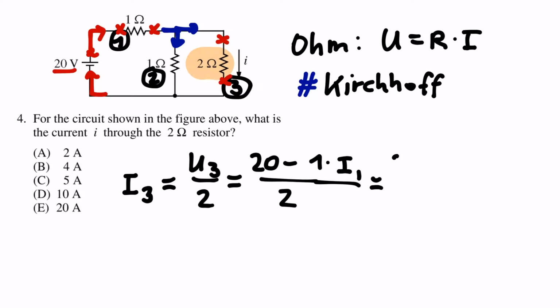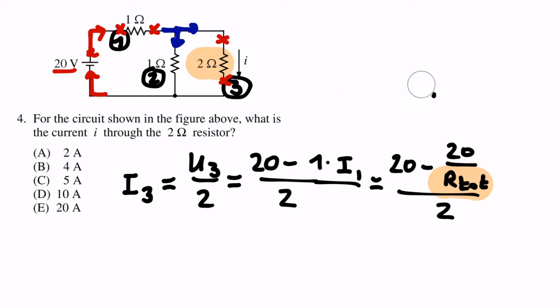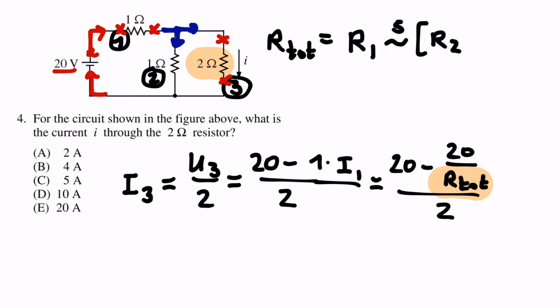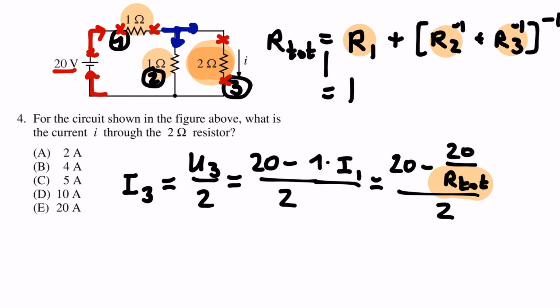So we replace the total current by the total voltage, 20, divided by the total resistance in this circuit. And there we have it. We only need the total resistance to finish this problem. The total resistance is given first by a serial connection of R1 with the parallel connection of R2 and R3. Serial connections mean adding resistances, and parallel connections mean adding their inverse and inverting again. This yields 5 over 3.